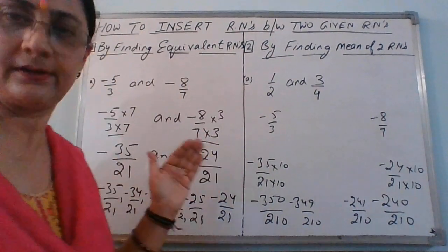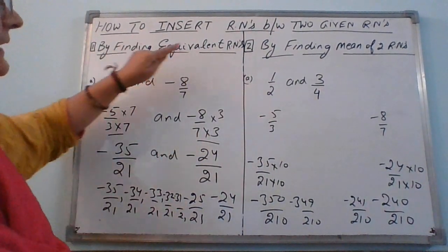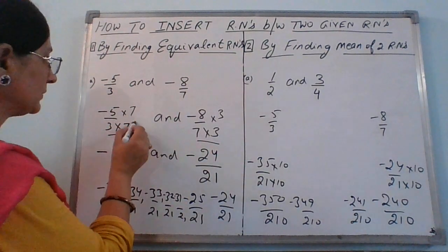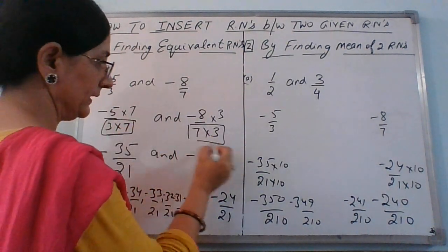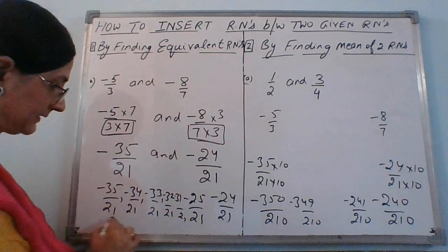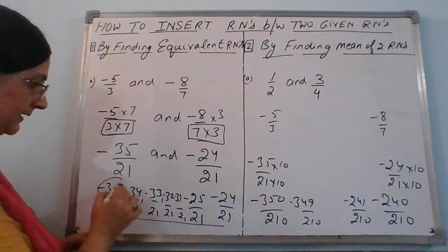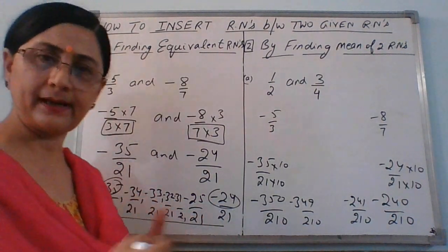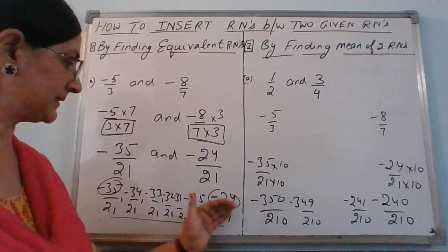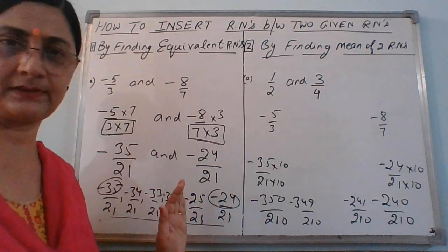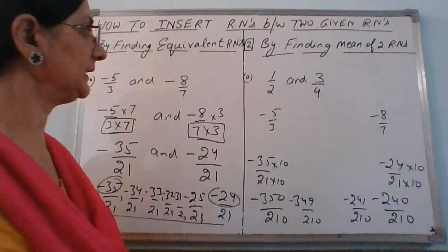This method is clear. I'll repeat again. By finding the equivalent rational numbers. Equivalent means you have to make the denominators equal. When your denominators are equal, then you can write out the numbers between the values on top, because the denominator will be the same for all the numbers, right? So this is the method of equivalent, right?